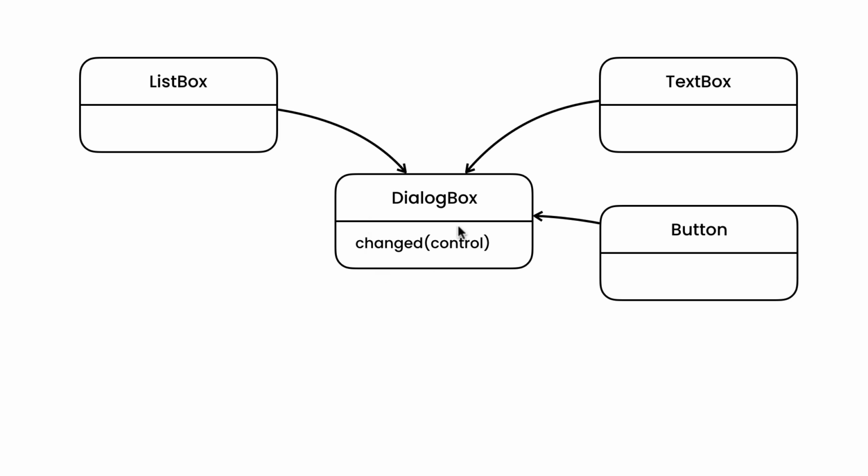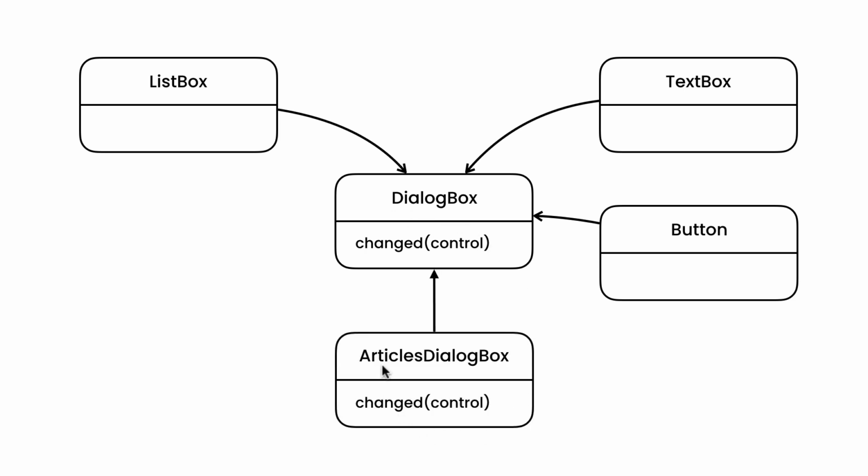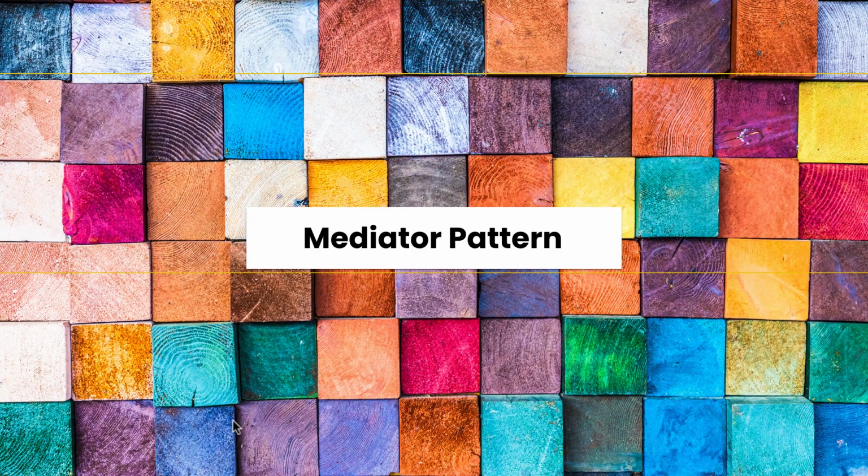Now, as I told you, this dialog box is an abstract class because in this class, we don't know how the controls on a dialog box are going to interact. This is an abstract concept. How these objects interact will change from one dialog box to another. So in our application, we're going to create a new class called articles dialog box that extends the abstract dialog box class. In this class, we're going to implement the changed method. And this is where we implement all the interaction between these objects. And this is what we call the mediator pattern.